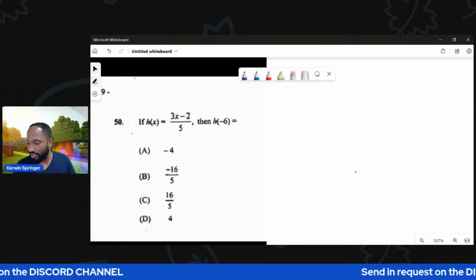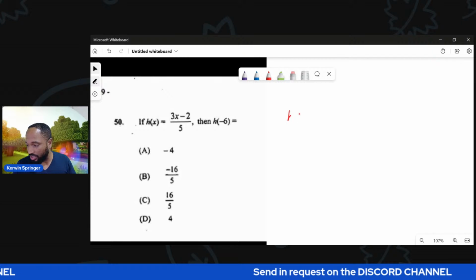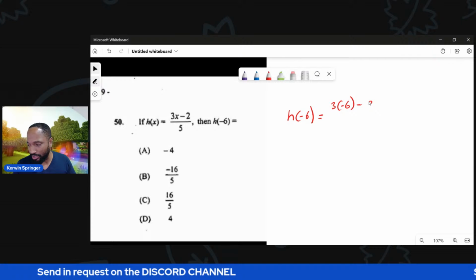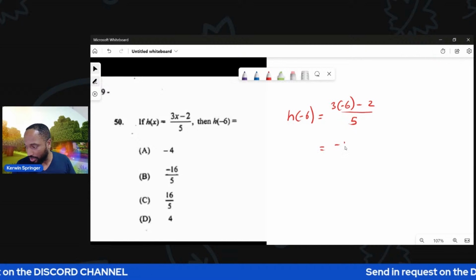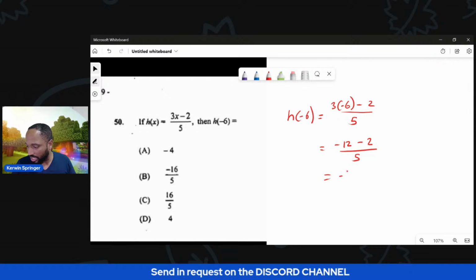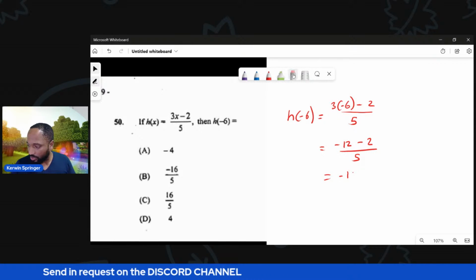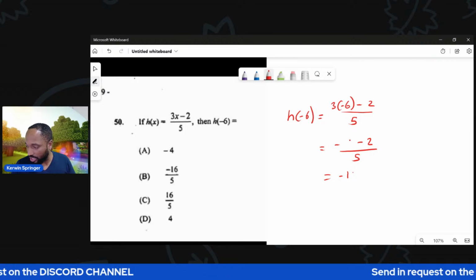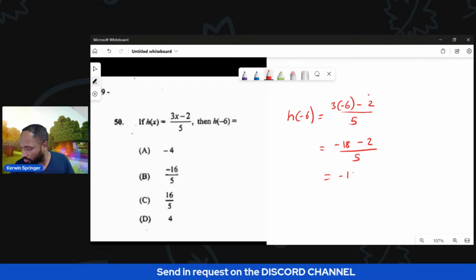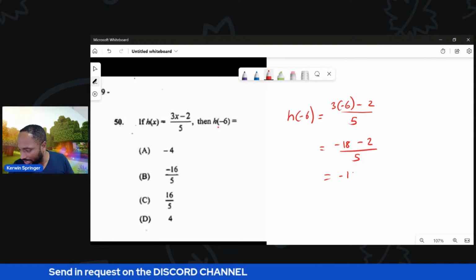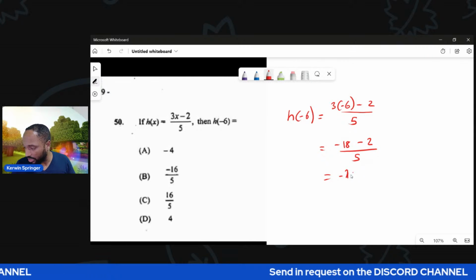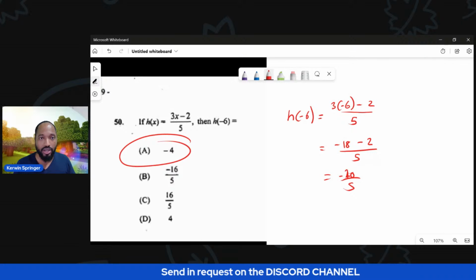Maxine. h of x is equal to 3x minus 2 over 5. So this is one of the popular easy questions, Maxine. We're going on with your revision. Negative 6 minus 2 over 5. 3 by negative 6 is negative 12 minus 2 over 5. So apparently I can't multiply. 3 by 6 is actually 18. Negative 18 minus 2. What is 3 by negative 6 minus 2 over 5? Right, here, good. Negative 20 over 5 is the answer, right?